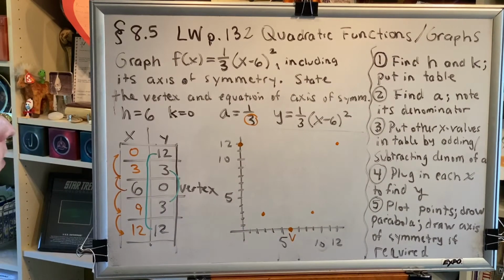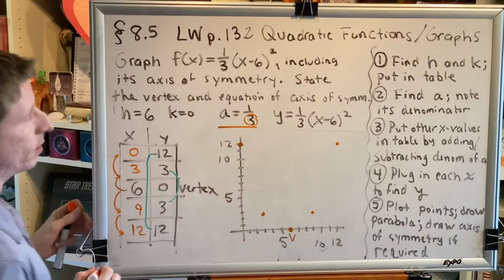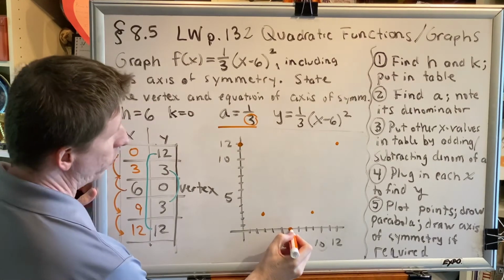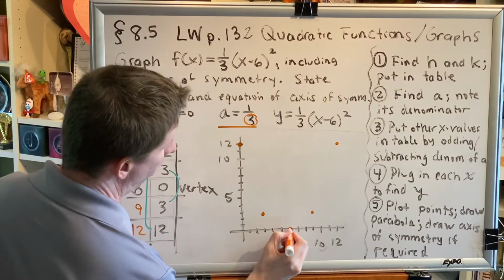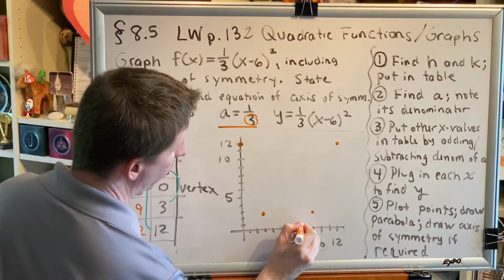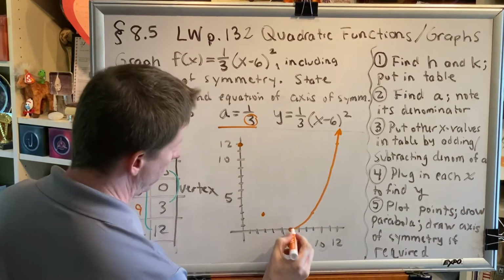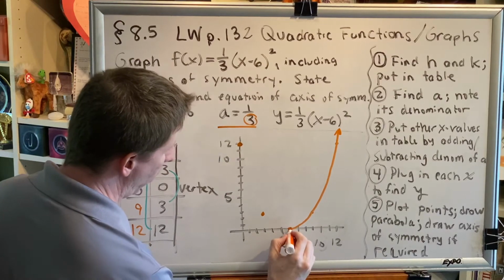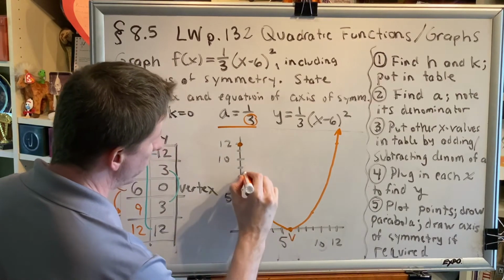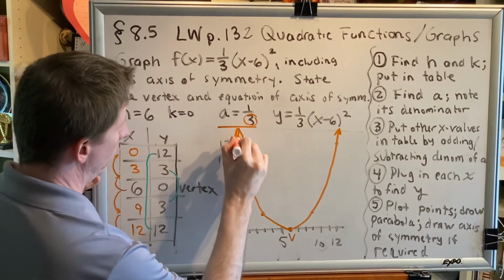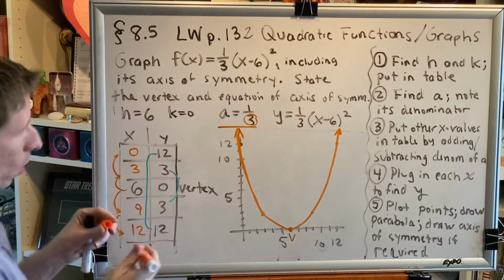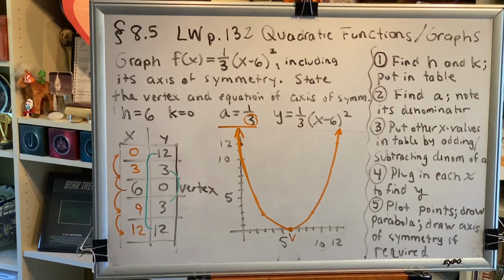Now we know that this parabola opens up because a is positive, and this is the vertex, which means it must be at the bottom of the U shape. So from the vertex, we go up through the points we have already graphed. Okay, so there's our graph.